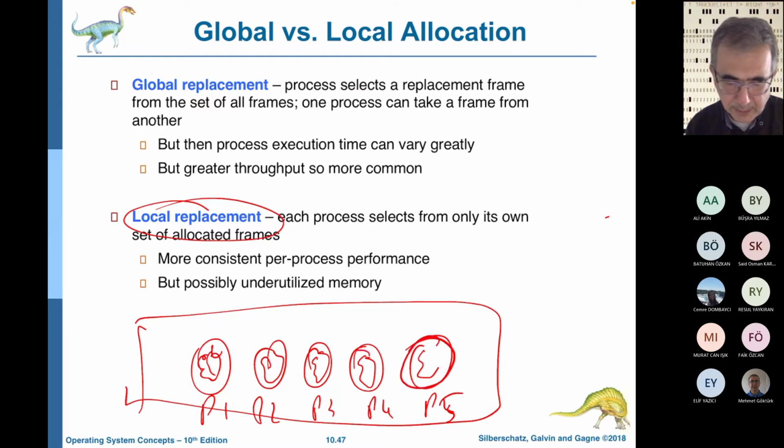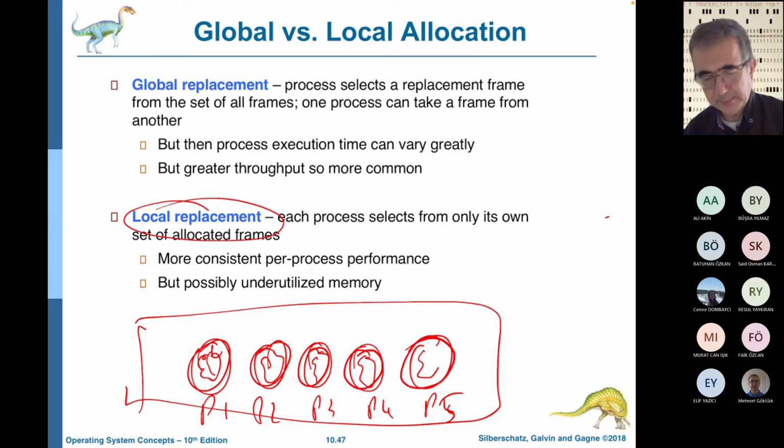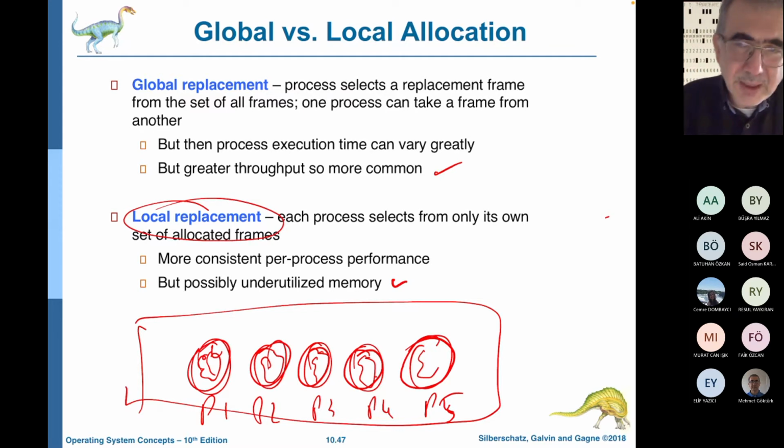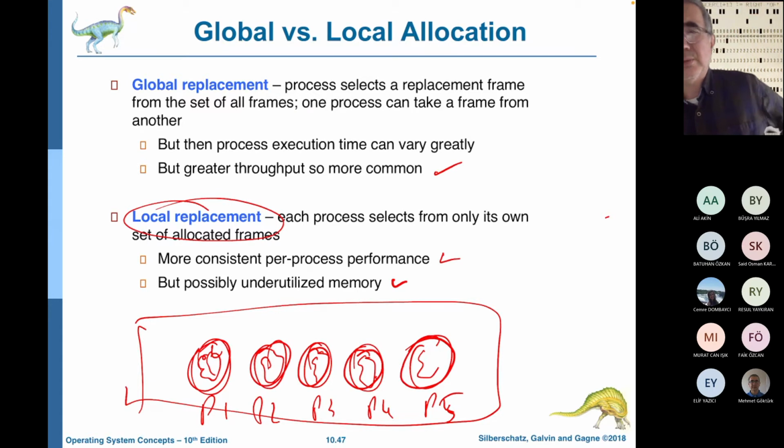If the page replacement is done locally, with a local replacement algorithm, throughput is lower, and there is an underutilization of memory. Some processes are very lazy, while some processes are very heavy on memory and create more page faults. But in this one, per process performance is more controlled.